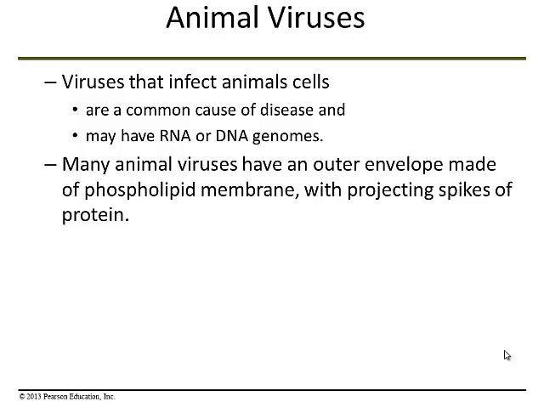So viruses that infect animal cells are a common cause of most of the diseases we have. So most of the time when we get sick, it's not a bacteria, it's a virus. May have DNA, may have RNA, very varied when we talk about animal or eukaryotic viruses. Many animal viruses have an outer envelope made of a phospholipid membrane and little spikes of protein that project.